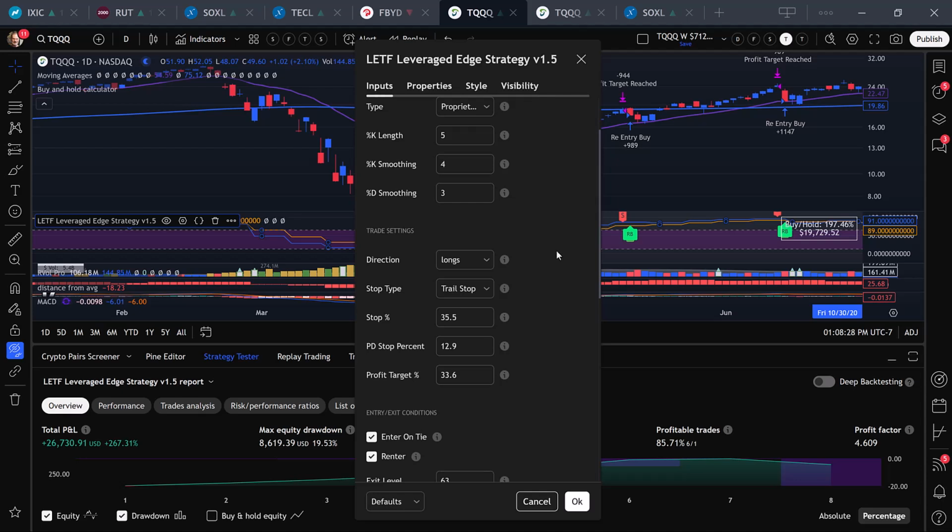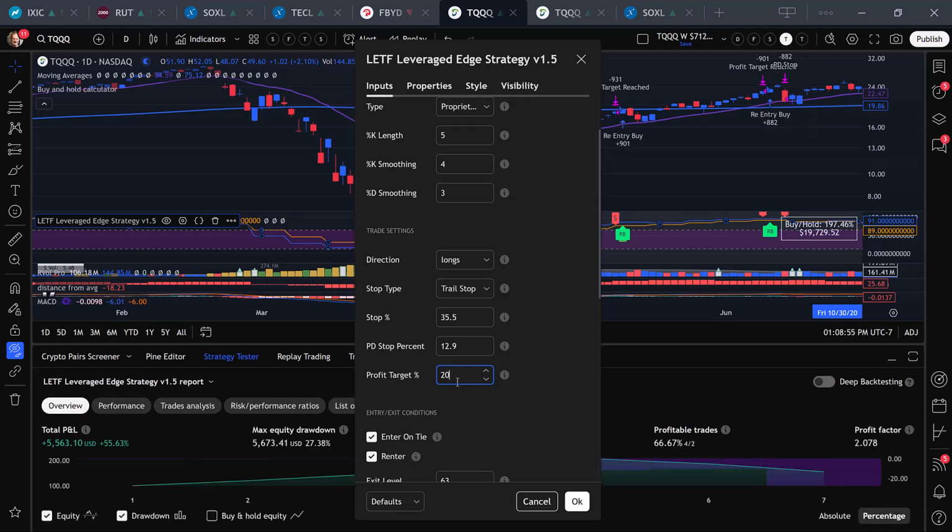But even then, that may not be the best thing for you because you might have some issue with waiting until you get to 33.6% to take profit. And you might want to be taking your profits a lot earlier at maybe, let's say, 20% instead. So what happens if you change this profit target percentage to 20 is, I just changed it to 20. Now look what happens to the total P&L. It drops down significantly to 55 from 267. That's a huge drop, okay?